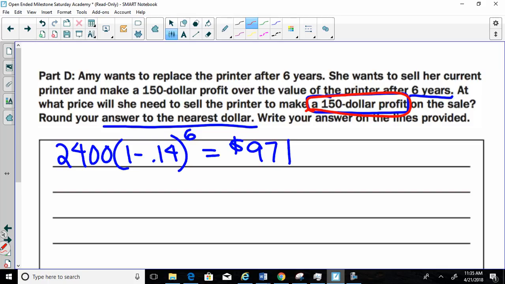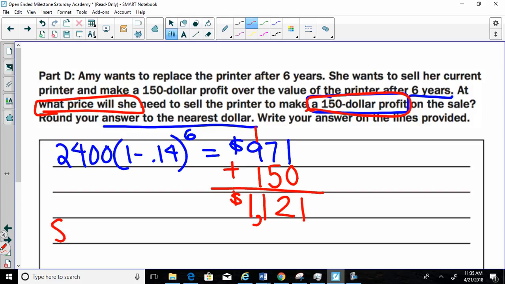Okay, I have a question. Are we going through this whole package? Just the open-ended. What would I have to add? If the printer's worth $971, I want $150 more than what it's worth. 971 plus 150 equals 1,121. So you would have to sell, and remember, it just says, round your answer, it says, at what price will she need to sell it? What will she need to sell it at? She would need to sell it at $1,121.